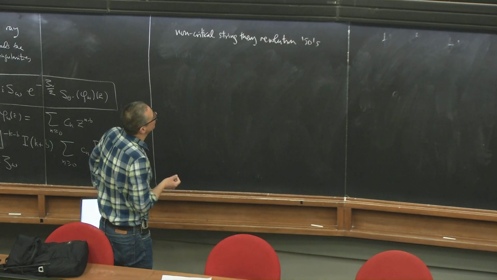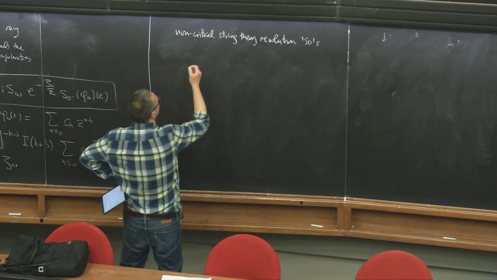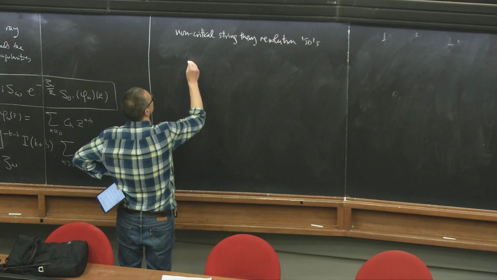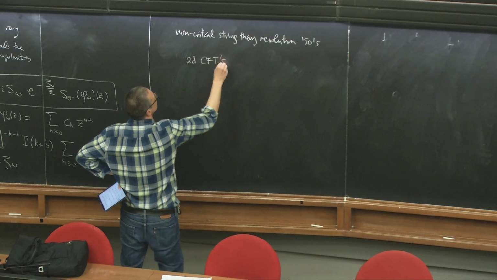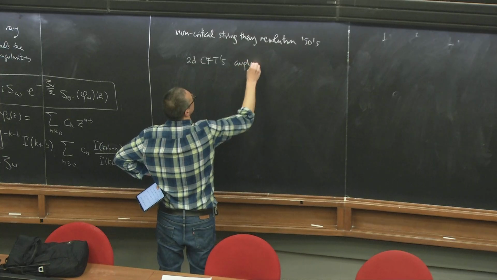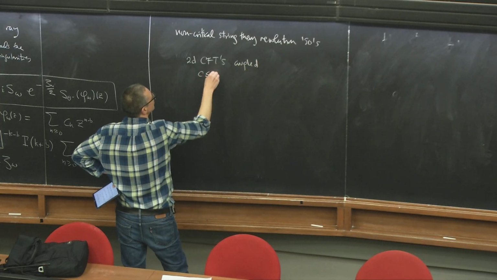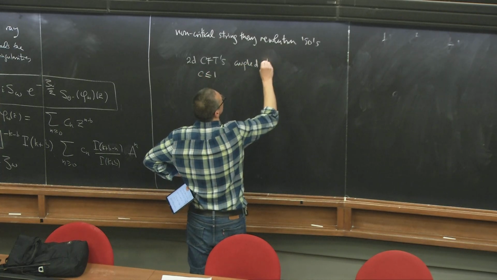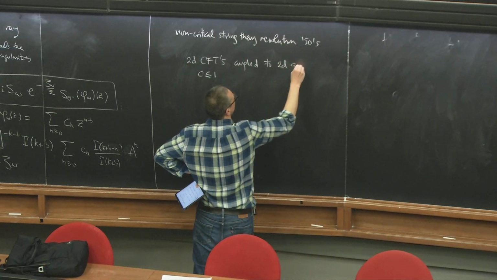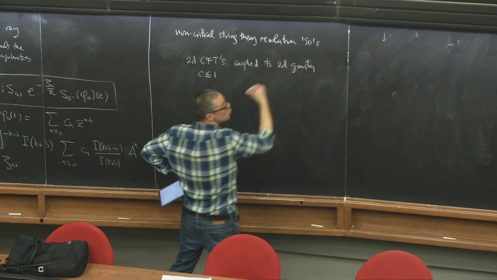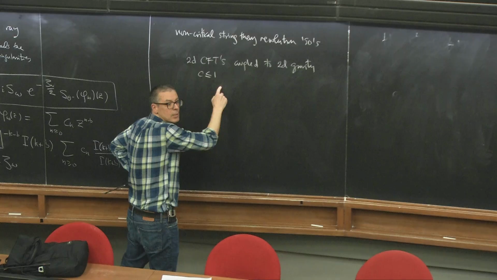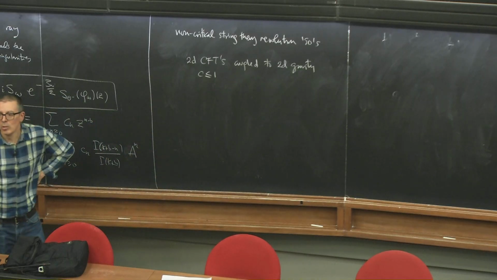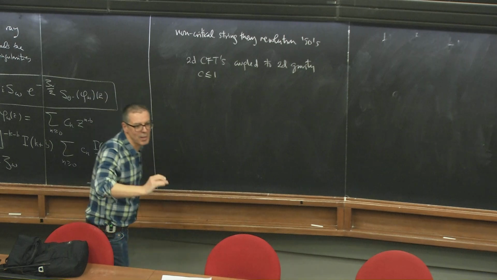So what was the non-critical string theory revolution? Well, people looked at very special models, actually 2D CFTs coupled to gravity with central charge less than or equal to 1, coupled to 2D gravity. And they were able essentially to solve these models. Of course, the big limitation here is that the central charge is very small. So these are strings in 1 or fewer dimensions.